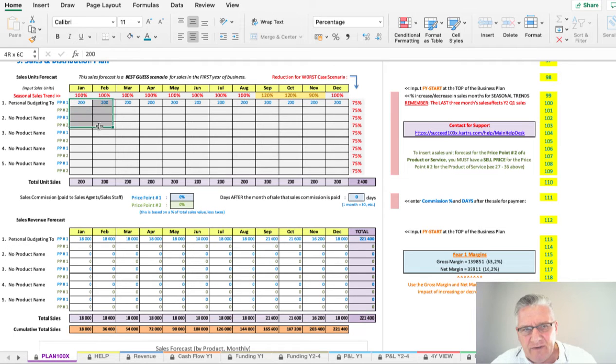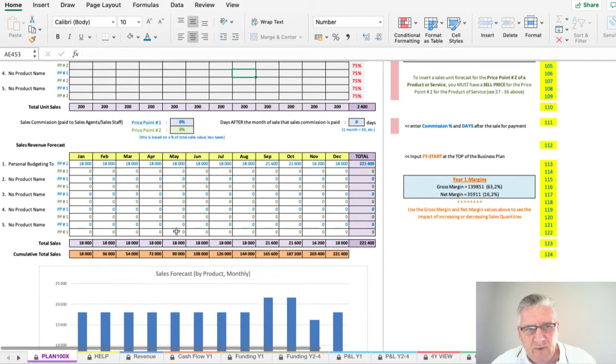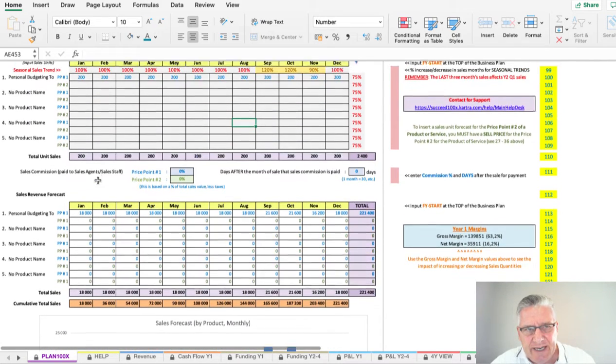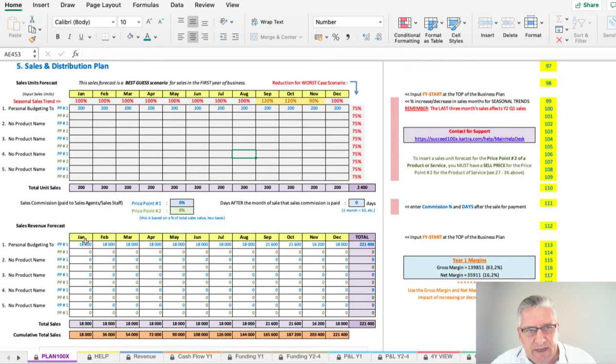This is your input. Remember, the gray cells, input is gray. The sales revenue forecast, which you're seeing here, takes this 200, goes up, finds the 120 sell price, reduces it by 25%, and puts that number in here. So 200 times 120 is 24,000, and 75% of 24,000 is the 18,000. That's how we're getting to that number. The same is done across the year.